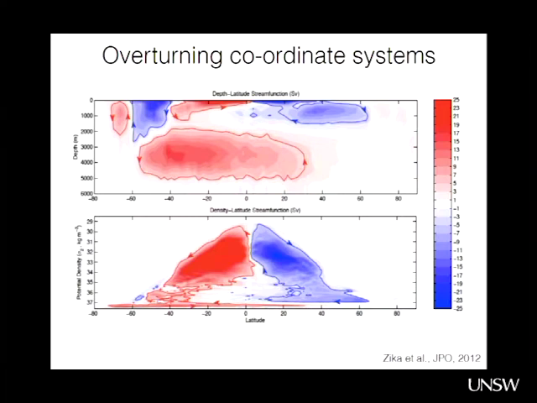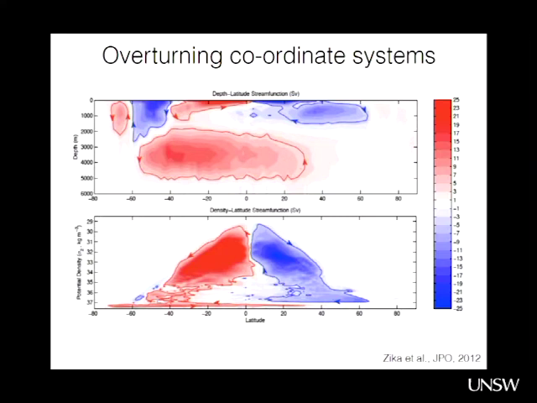So I'm not going to explain this too much, because the reason we don't like using this type, I mean, it's easy to think about because it's actual physical space, but if you start looking at the details, it's actually kind of not that useful because of the Southern Ocean.